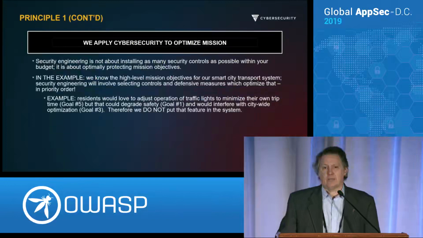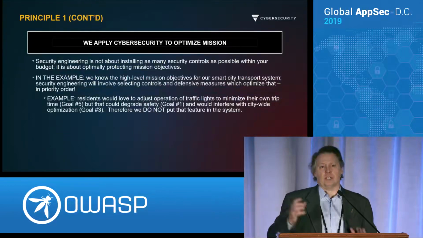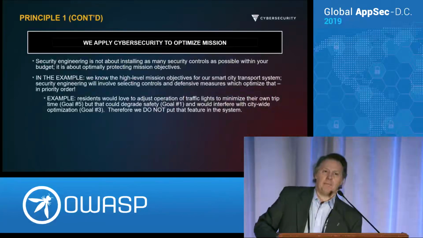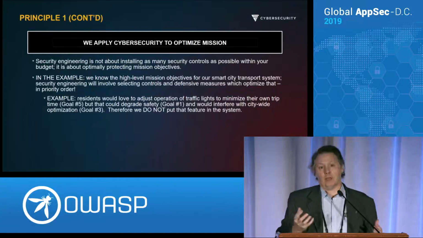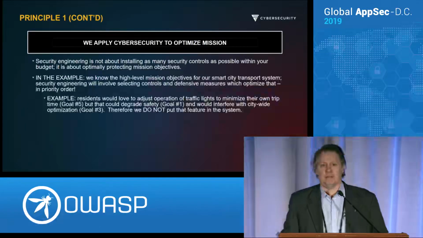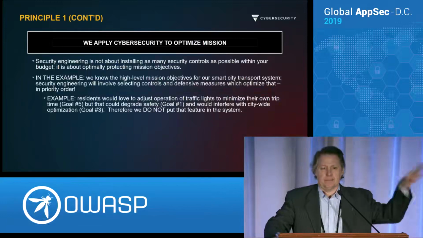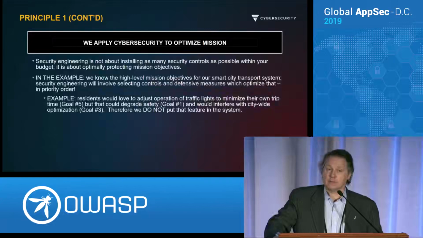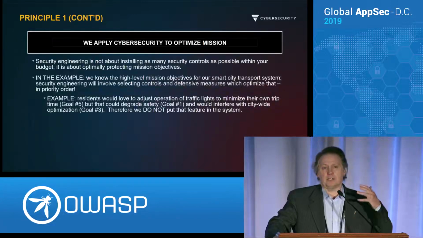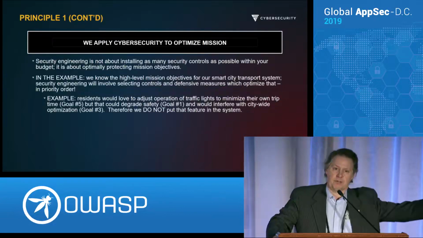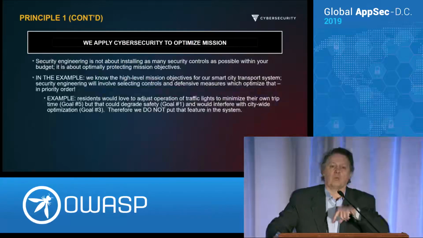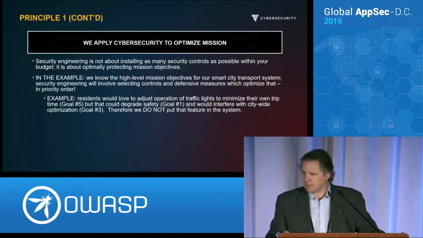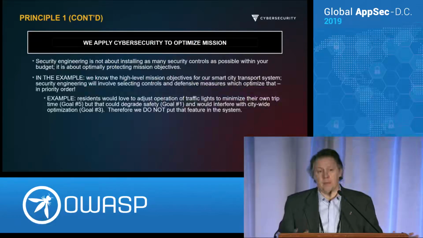In the jokey example, residents of our city would love to be able to adjust the traffic lights so that they get green all the way to work. But that might have some safety implications for all the other people on the roads if individual passengers were changing the traffic lights anytime they felt like it. So we're probably not going to include that feature, because it optimizes for goal number 5, improved transit times, at the cost of goal number 1, which was safety. All right, so security is about the mission.